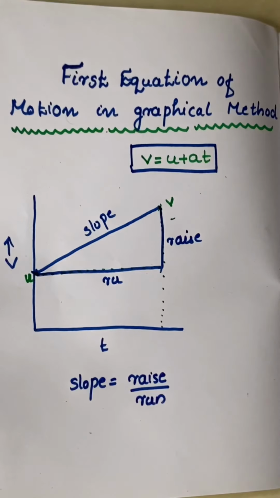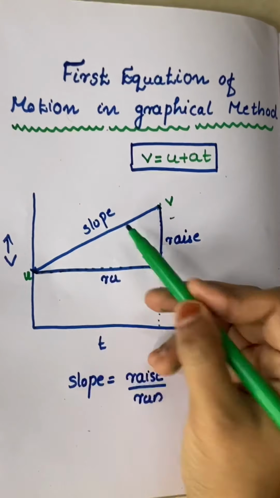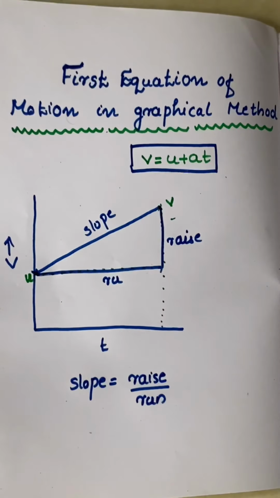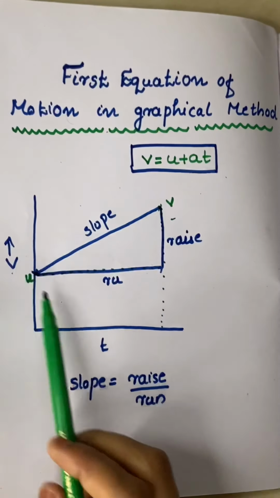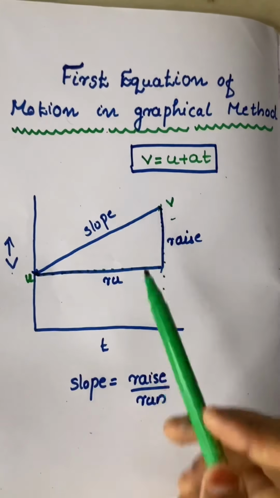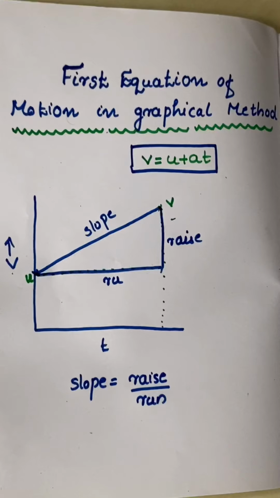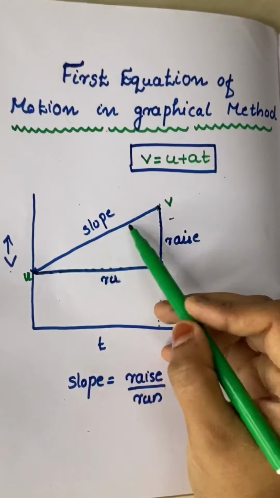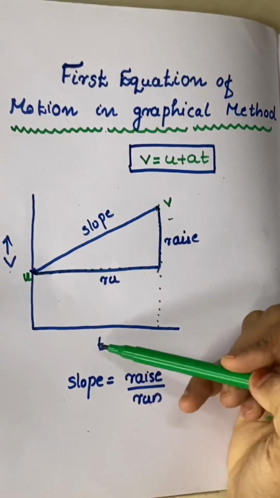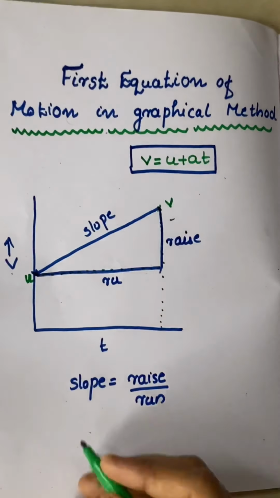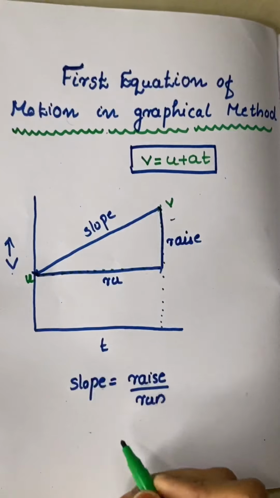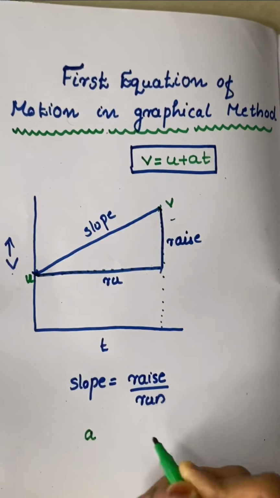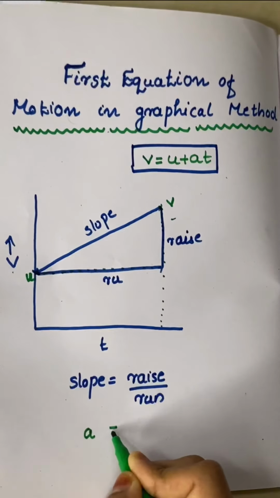First, what is the slope? What is the quantity we get from a velocity time graph? The slope of the velocity time graph is acceleration. We already know that, right? Because the slope of a velocity time graph gives acceleration. So instead of slope we can write acceleration, then equal sign.